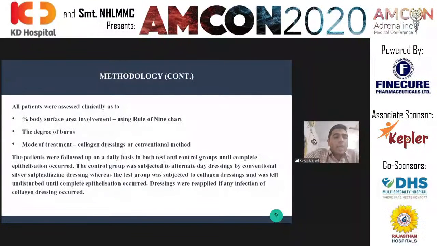All patients were assessed clinically as to percentage of the body surface area involvement, the degree of burns, and mode of treatment. The patients were followed up on a daily basis in both test and control groups until complete epithelialization occurred. The control group was subjected to alternate day dressing by conventional SSD dressing, whereas the test group was subjected to collagen dressing and was left undisturbed until complete epithelialization occurred. Dressings were reapplied if any infection of the collagen dressing occurred.